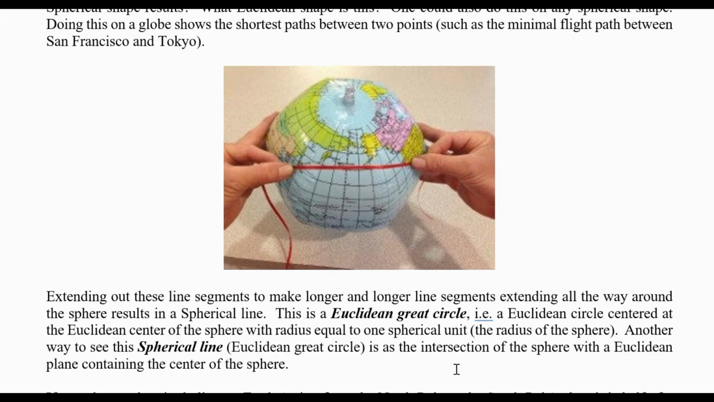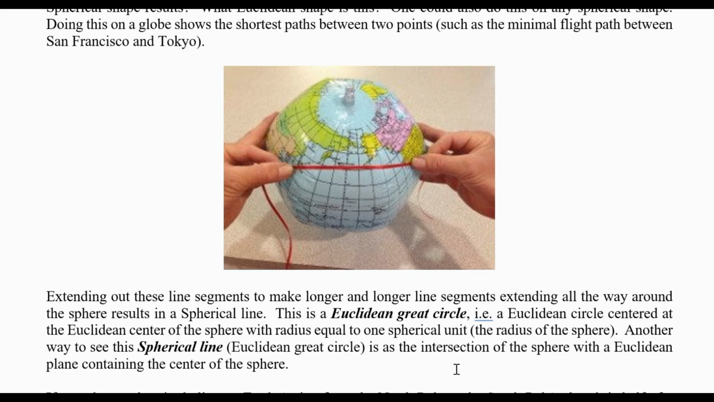Another way to see the spherical line, the Euclidean great circle, is to take an intersection of the sphere with a Euclidean plane containing the center of the sphere. And where those intersect will be a Euclidean great circle. Can you think of an example of a Euclidean great circle on the Earth? Think about that a minute. What would be an example of a Euclidean great circle on the Earth? If you need to think about it a minute, press pause.